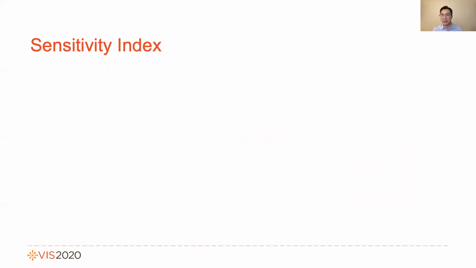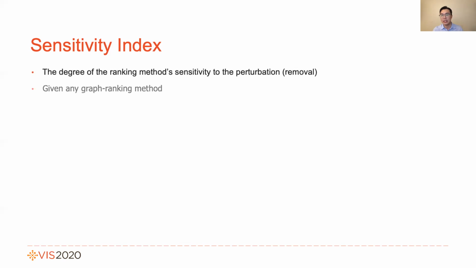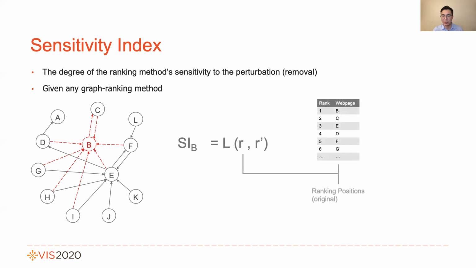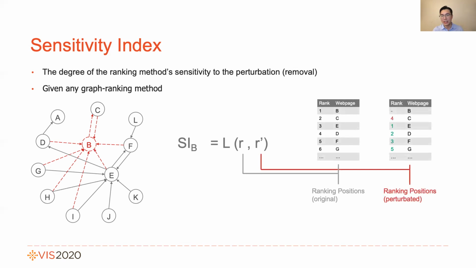Let's start with a general definition of the sensitivity we're talking about. We use the term sensitivity index to denote the degree of ranking method sensitivity to the perturbation of a graph element. Concretely, the sensitivity index of B in the previous case is measured by the difference in ranking positions before and after the perturbation. Despite many combinations for measuring the sensitivity index, in this work we focus on removing a single node as the perturbation method and utilize the L1 norm as the distance metric, for which we will explain details in the next few slides.